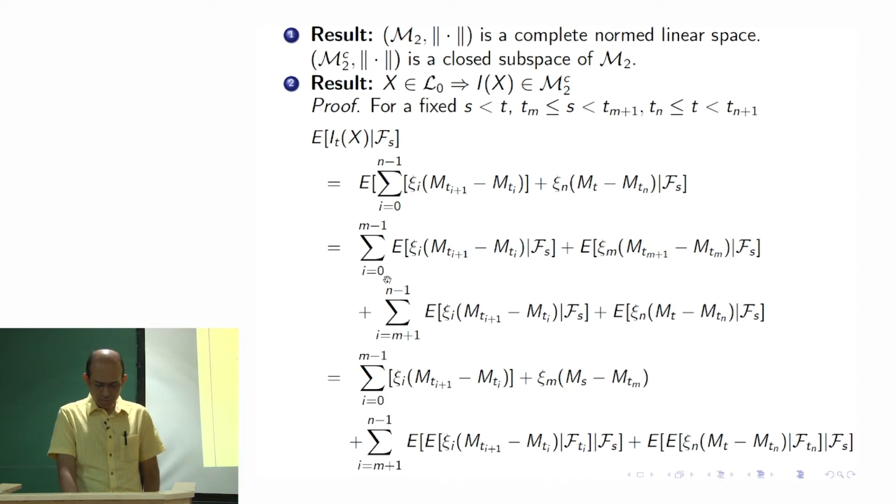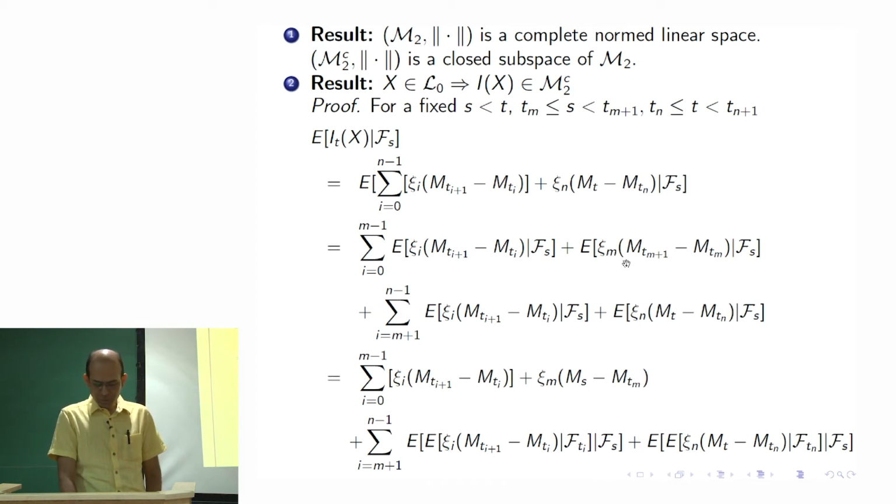Now, for this part, i equal to 0 to m minus 1, what do we have? For all i less than or equal to m minus 1, t_i is at most t_m, but t_m is less than or equal to s. So, these are all F_s measurable. So, the conditional expectation of this random variable given F_s is exactly the random variable itself. Since these random variables are F_s measurable, here we get exactly xi_i times M_{t_{i+1}} minus M_{t_i}, without any conditional expectation.